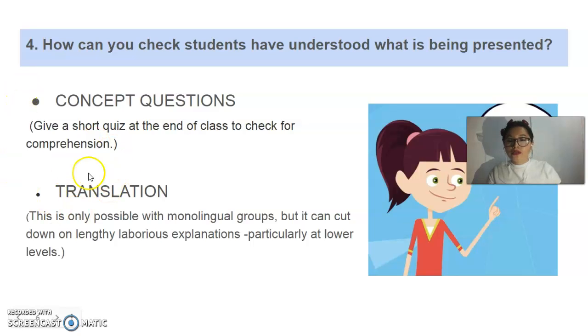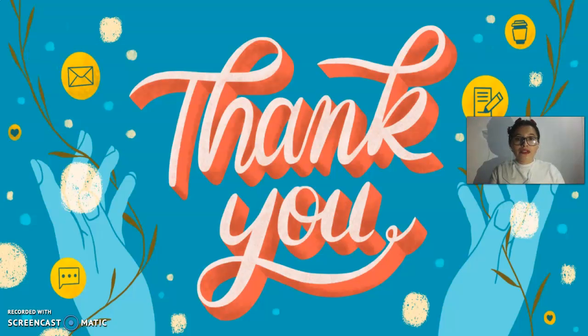Also, we can use translation if we are in a monolingual class. Translation will be an excellent resource for us, because we can translate the instructions for our students in order to know if our students comprehend that topic in the right way. This type of checklist of understanding can help us know if our students catch our idea or not. That's all about this topic.